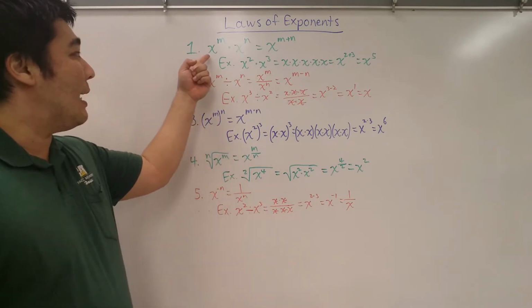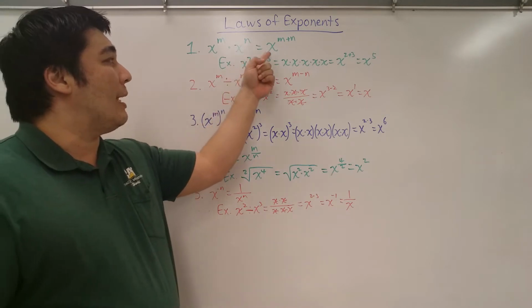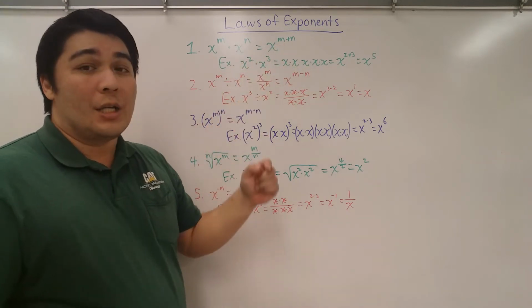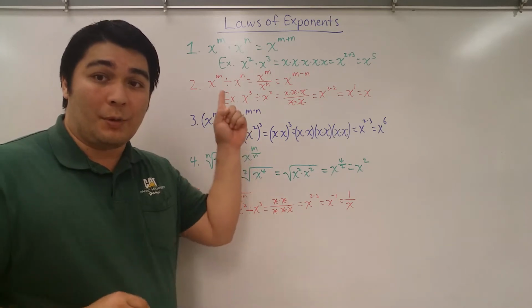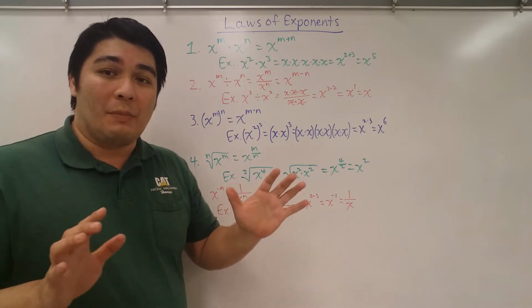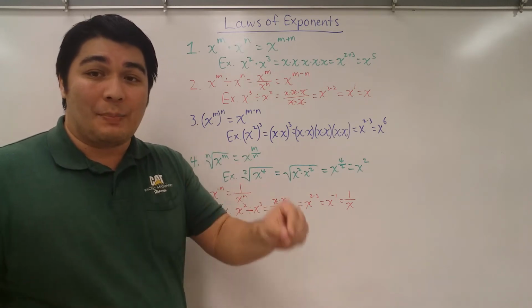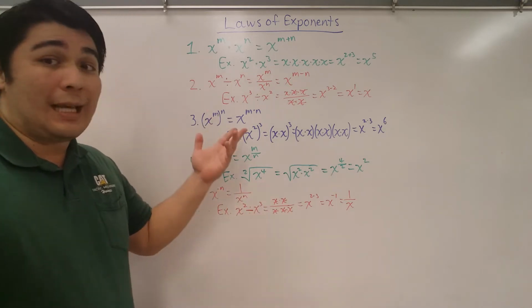Law number one says x to the mth power times x to the nth power is equal to x to the m plus n. So basically, it's saying that if the bases are the same, like they're both the same base x, and they're raised to different powers, if you're multiplying them together, you add the exponents. So we see that in this example.